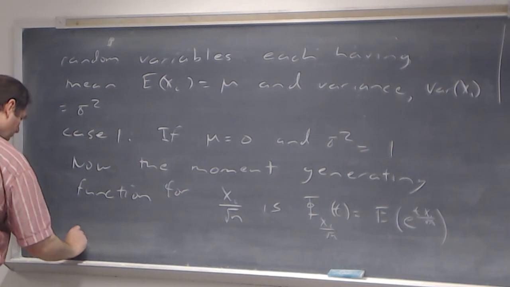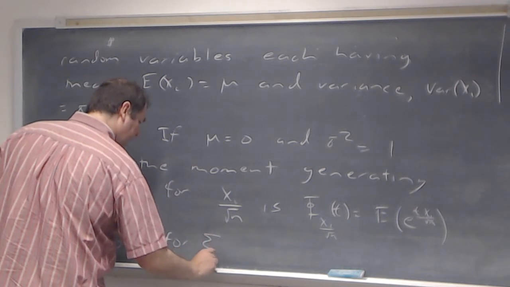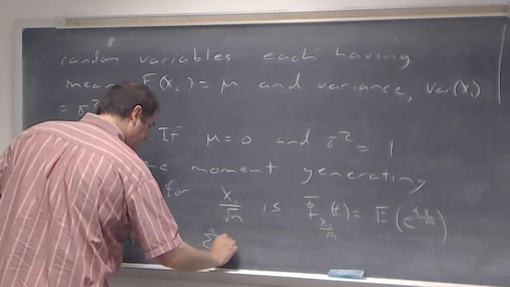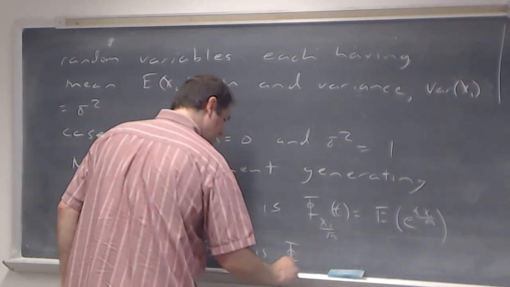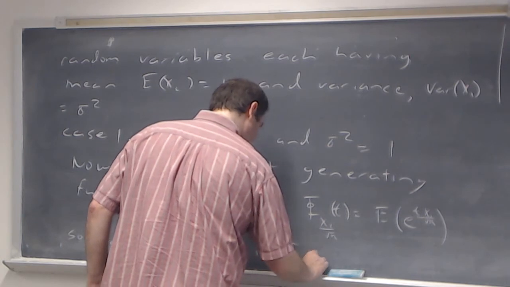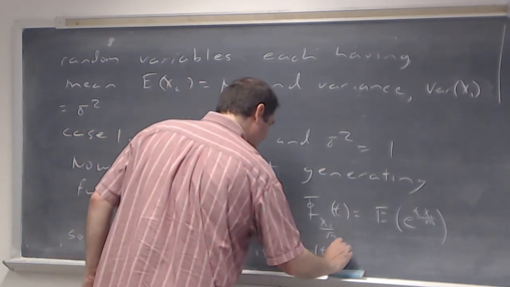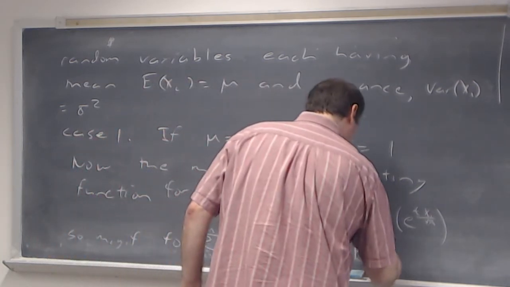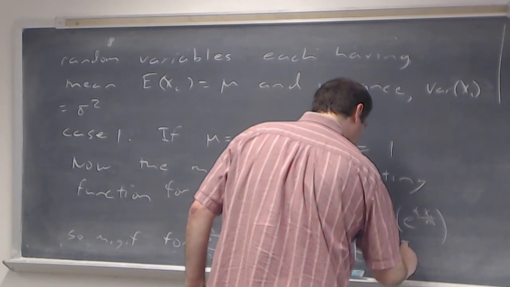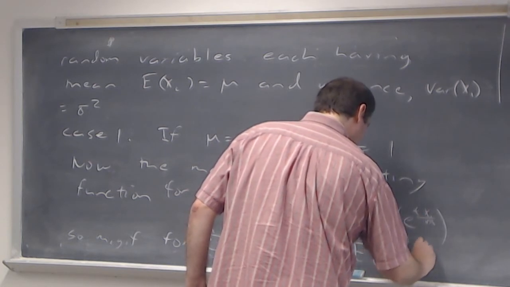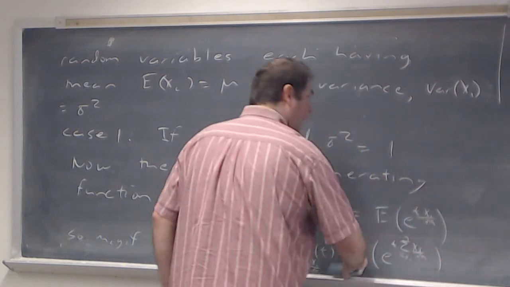So, the moment generating function for the sum as i runs from 1 to n of this x sub i over the square root of n is going to be equal to phi of this sum of the x sub i's over the square root of n, again, i runs from 1 to n, of t, which will be equal to the expected value of e raised to the t times this sum, i runs from 1 to n of x sub i over the square root of n. Okay? And so I'm going to expand that.